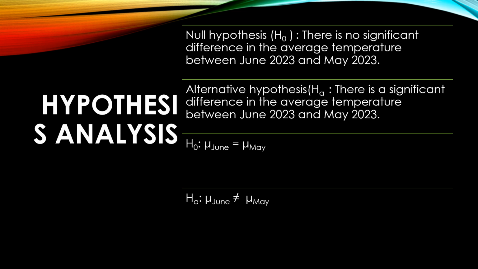explain the hypothesis analysis part of this assignment. So in this analysis part, we got the null hypothesis as there is no significant difference in the average temperature between June 2023 and May 2023 in this area. And the alternative hypothesis is there is a significant difference in the average temperature between June 2023 and May 2023.